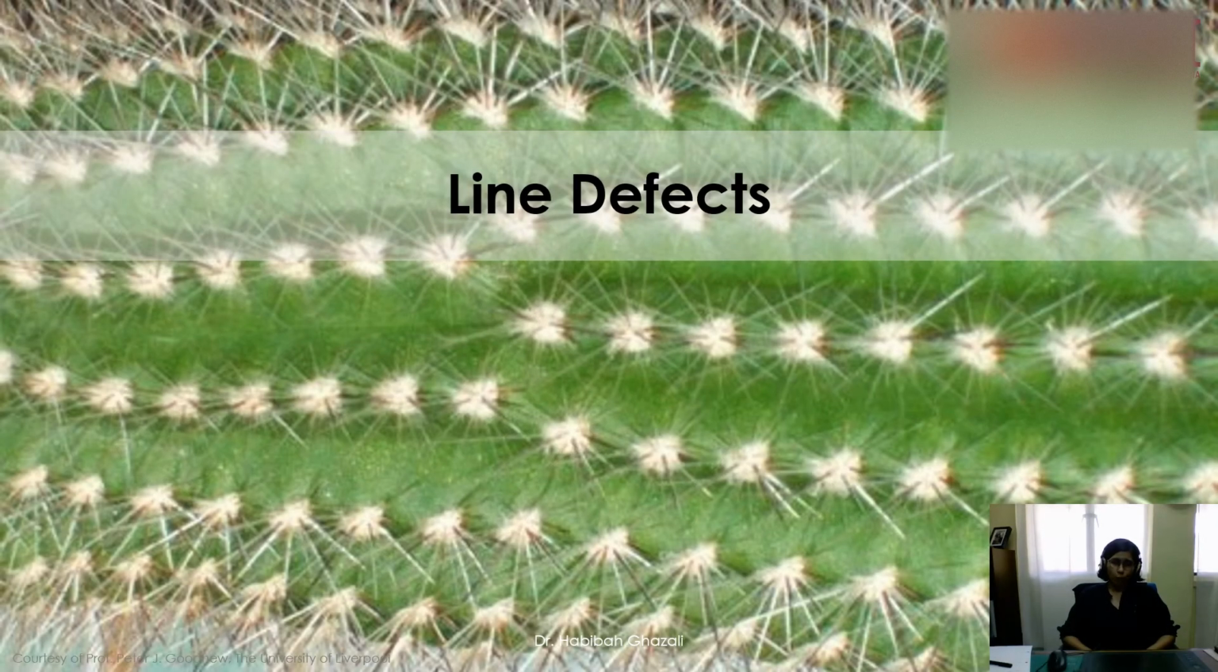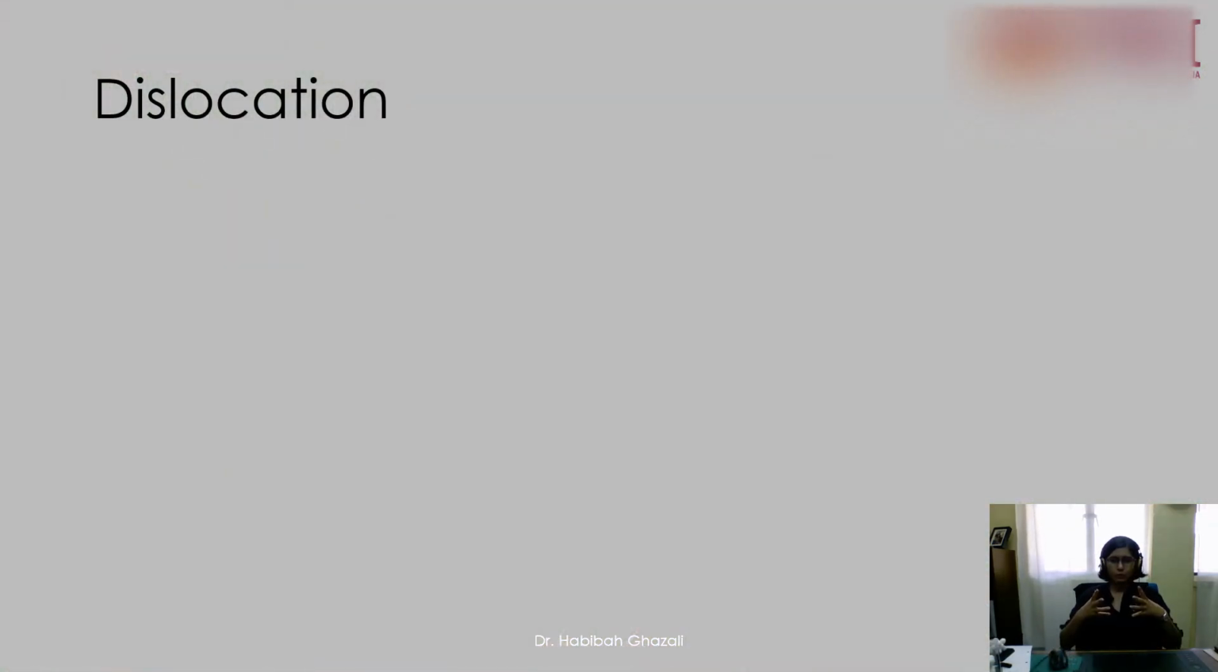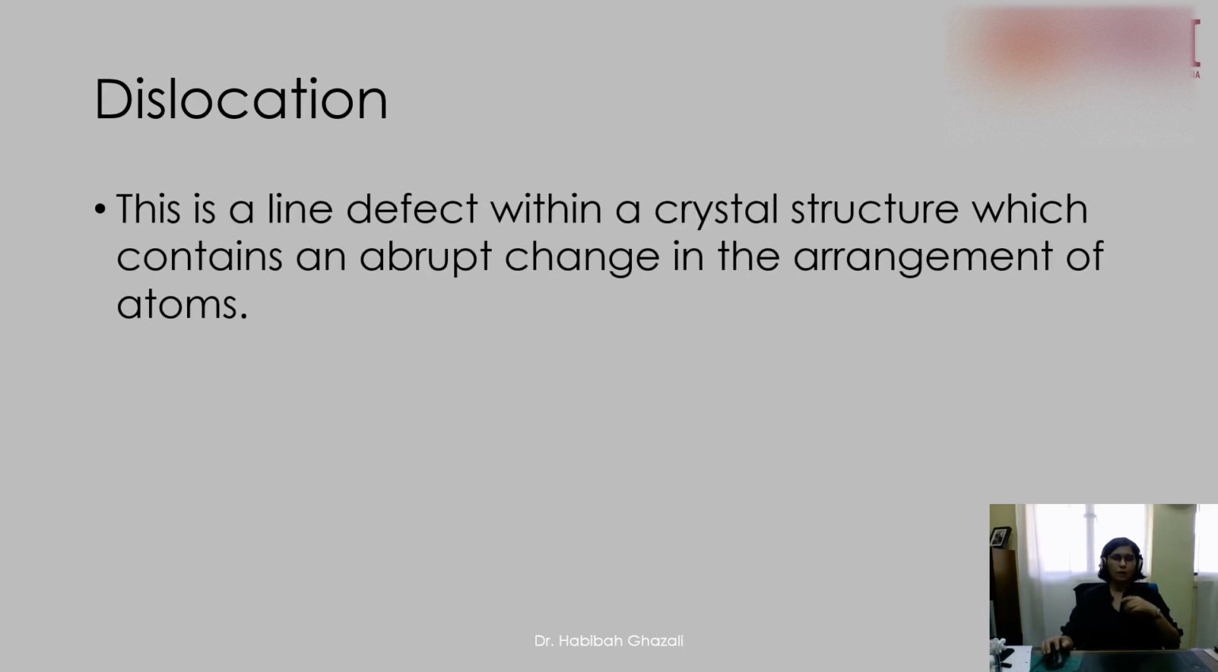That's about it for point defects. Now let's have a look at what is defined as line defects. The more common name that is used to represent line defects is dislocation. So this is a line defect within a crystal structure which contains an abrupt change in the arrangement of atoms.